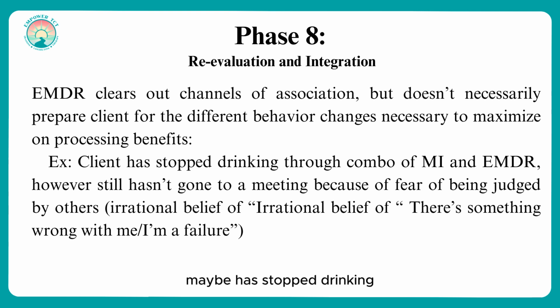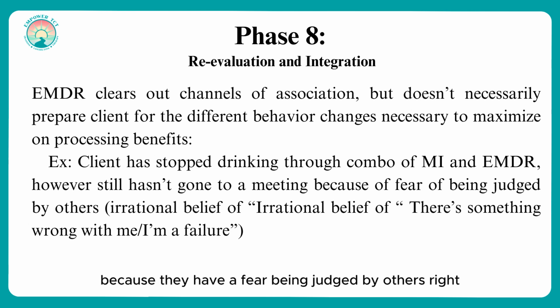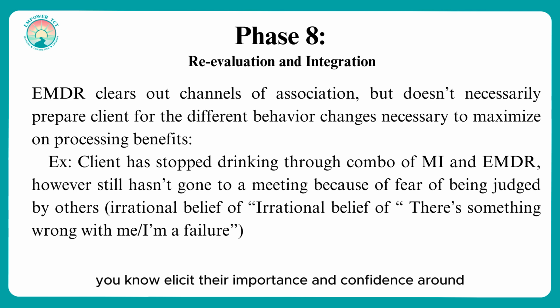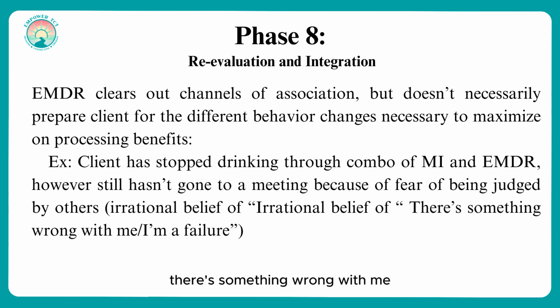So for instance, the client maybe has stopped drinking through a combination of MI and EMDR. However, maybe they're still not going to a meeting because they have a fear of being judged by others, right? So this is where you have an option with MI to try to explore that further, elicit their importance and confidence around being able to be seen in public. Or you can identify the irrational belief of there's something wrong with me, I'm a failure, or I'm defective, and then from there develop a target plan around that belief.